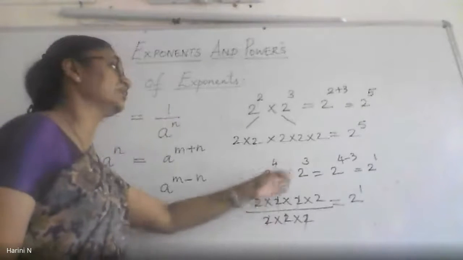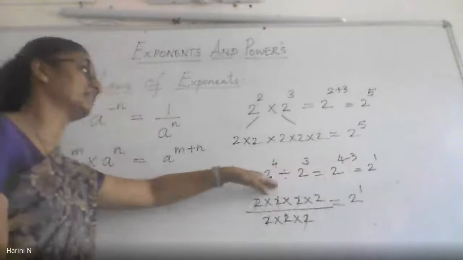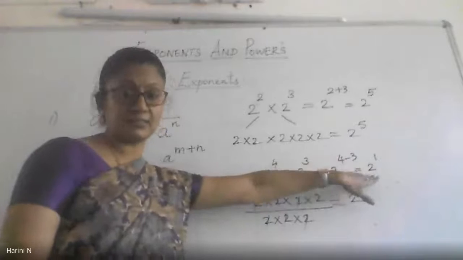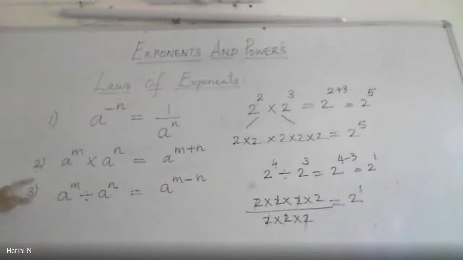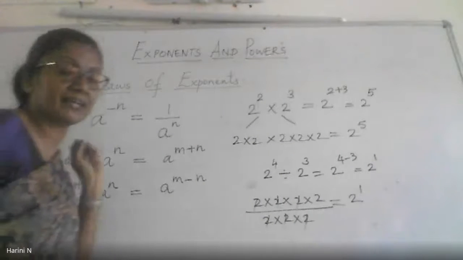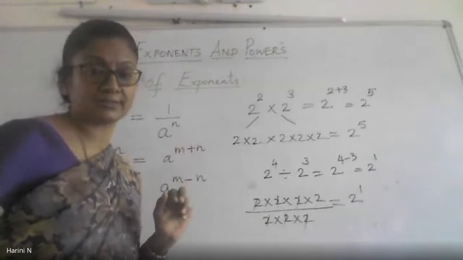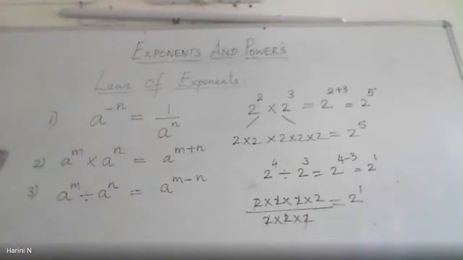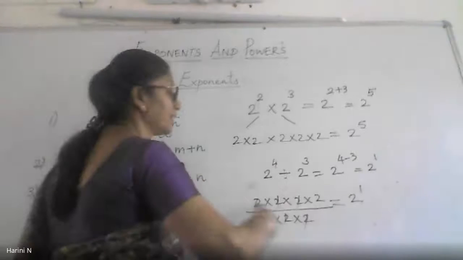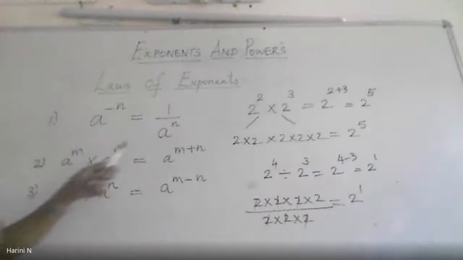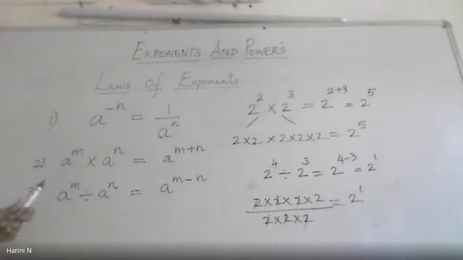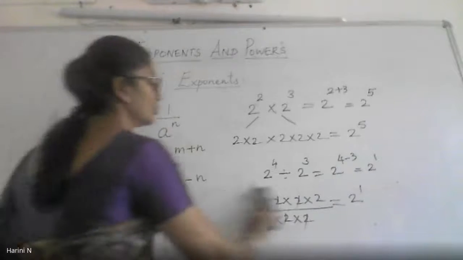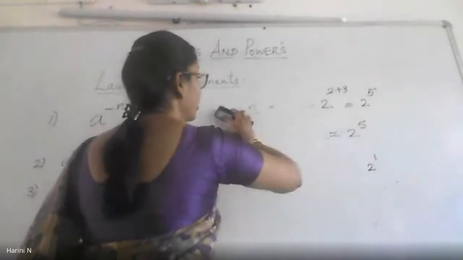Without doing all this, you can straight away use the laws of exponents to get the result. That's the reason why we are learning these laws. These laws will make you do the problems in a simplified manner. Otherwise, you can expand and cancel and get the result like this also. Because here the exponents are very small, we are able to do it quickly. But if the exponents are very big, then this law will allow you to do it faster. That's why we are learning these laws.